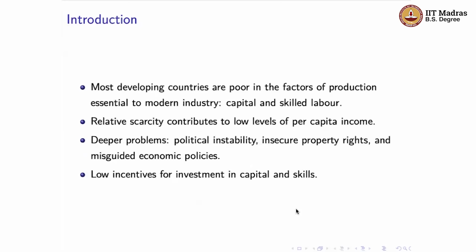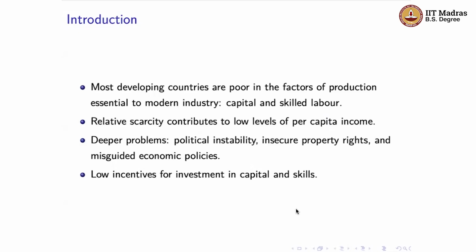Most developing countries actually have a few features in common. For example, they are typically poor in factors of production which are essential for modern industry, right? Think about capital, which would mean the advanced machinery that is required to produce things, as well as the skilled labor that is important for modern production. Typically, developing countries often lack these essential factors of production, right? And as a result of lacking them, that essentially leads to low levels of per capita income.